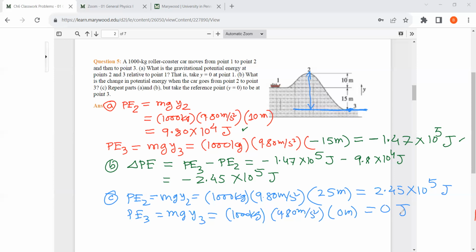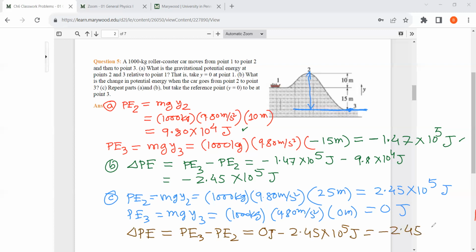But now let's see whether delta PE changes or not. So delta PE will be again PE3 minus PE2, right? Final potential energy minus initial potential energy. So final is 0, minus initial is 2.45 times 10 to the power 5 joule. So you see that it is exactly equal to what we got earlier in number B. So it is minus 2.45 times 10 to the power 5 joule. Okay.